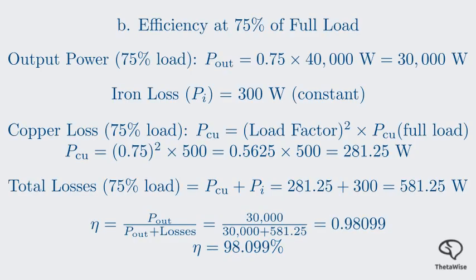Notice something interesting. The efficiency at 75% load, 98.099%, is actually slightly higher than at full load, 98.039%. This shows that a transformer does not necessarily operate at its highest efficiency when running at its full capacity. The point of maximum efficiency occurs when the constant losses, iron losses, are equal to the variable losses, copper losses.